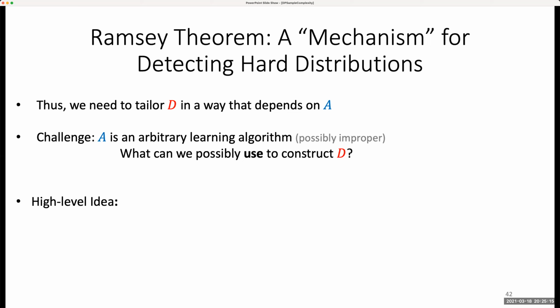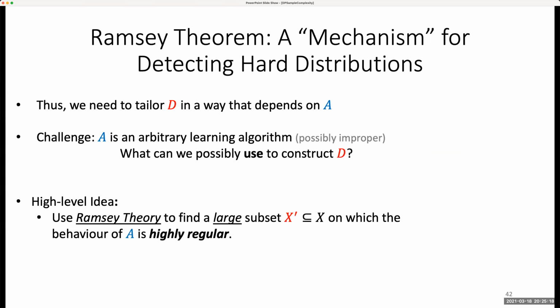So the high level idea is to apply Ramsey theory and to find a large Ramsey set with respect to A. So we're going to use A. I will soon tell you what Ramsey's theorem is, but we will apply Ramsey theory on an object that comes from A to find a large subset of the domain on which the behavior of A is very, very regular, very predictable. So A is very structured on this set, and then the hard distribution will just be uniform on X prime.